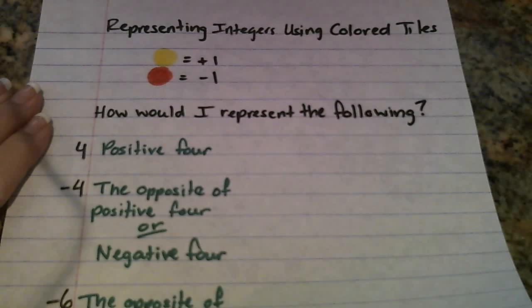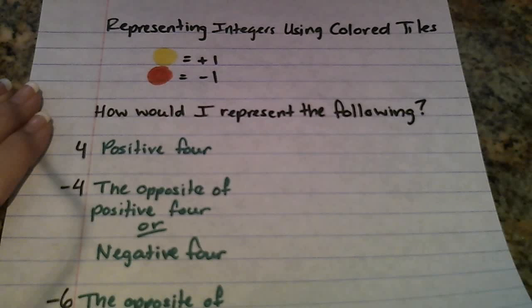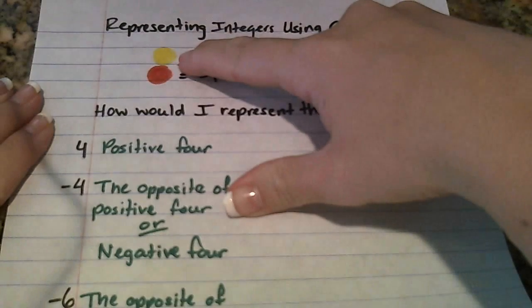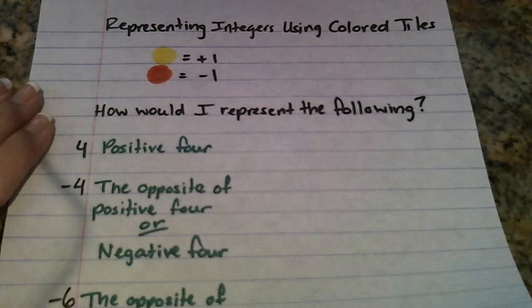Representing integers using colored tiles. First things first, we need some information about these colored tiles and what they actually mean. The colored tiles that I'm choosing to use are a yellow colored tile and a red colored tile, or colored chips. My yellow colored chip means +1, and my red colored chip means -1.